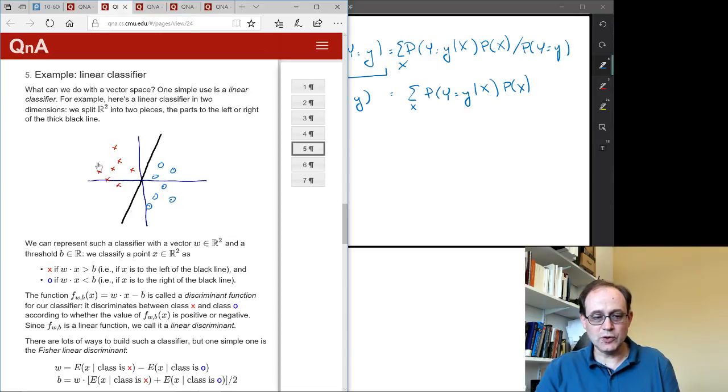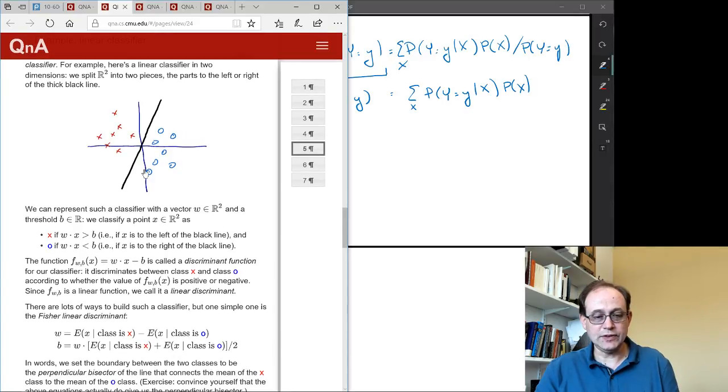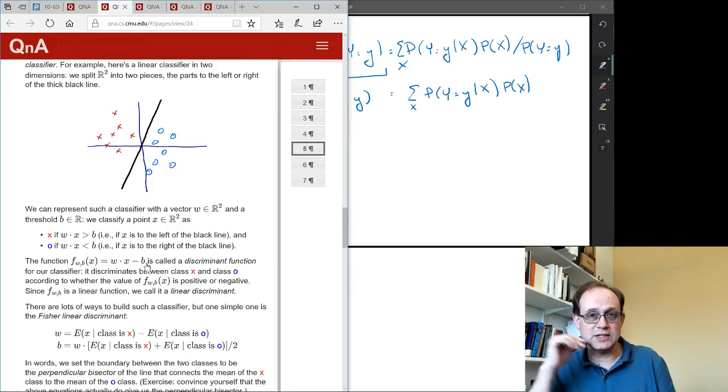All right, so you remember we talked before about linear discriminant functions, right? We have a bunch of points that are x's and a bunch of points that are o's. We're calling the x's the positive class and the o's the negative class, and there's a line that separates them. The line has an equation w dot x equals b, and so the function w dot x minus b is called the discriminant function because when it's positive versus negative, it discriminates between the two classes.